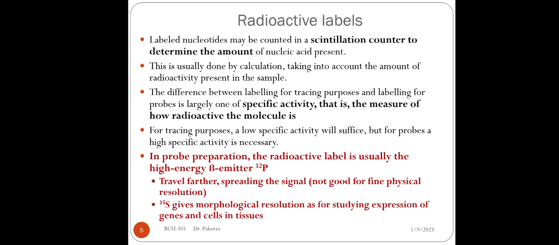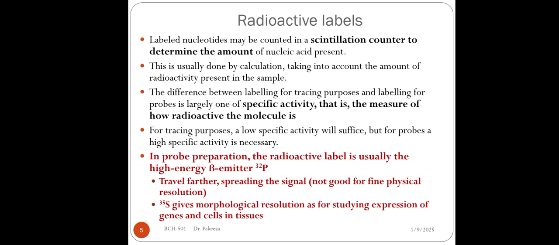The difference between labeling for the tracing purpose and labeling for the probes is largely dependent upon the specific activity. And what is specific activity? It is simply the measure of how radioactive the molecule is. So when it comes to tracing, we used to have low specific activity, but for hybridization reactions, high specific activity probes were necessary.